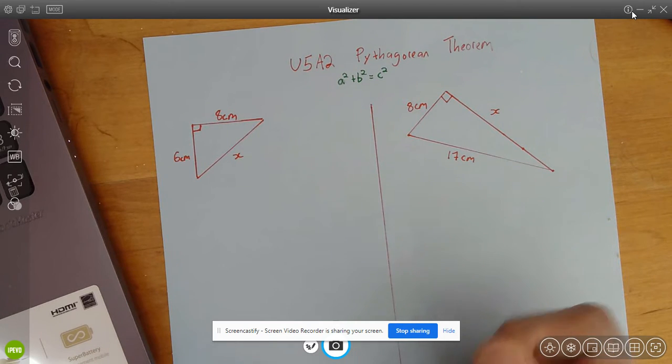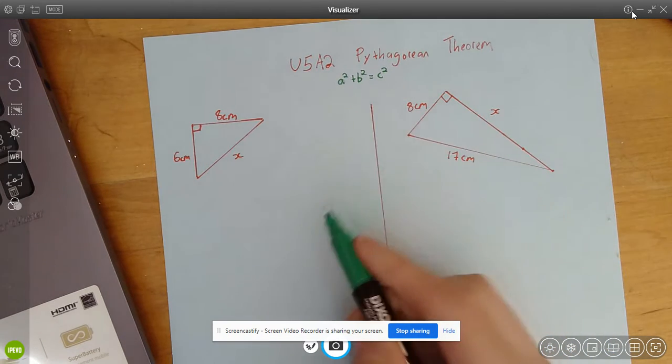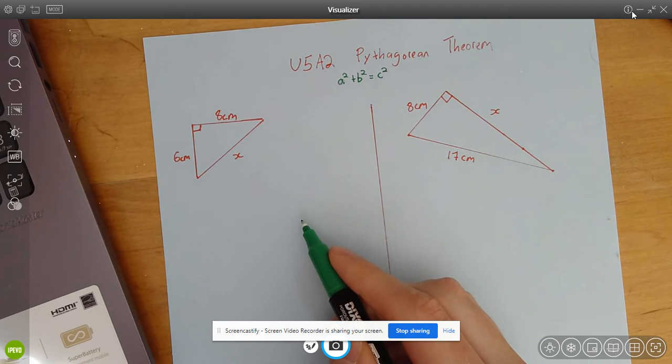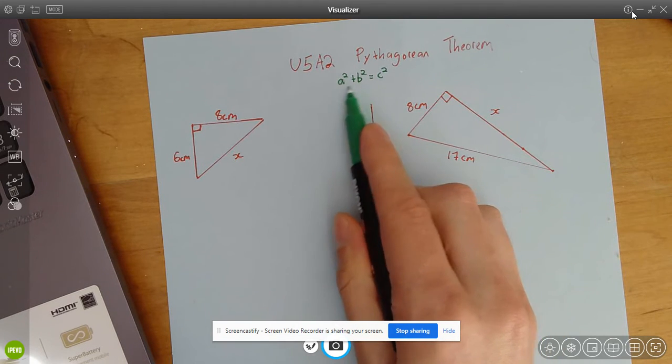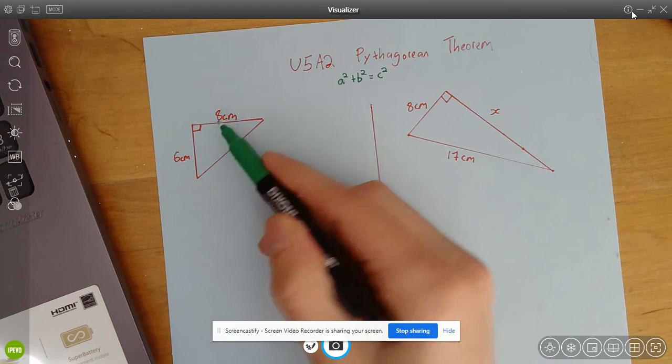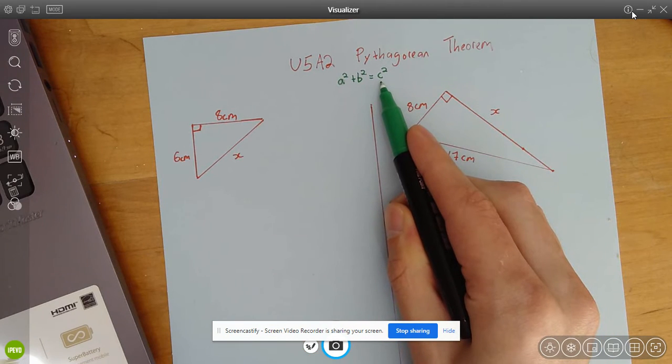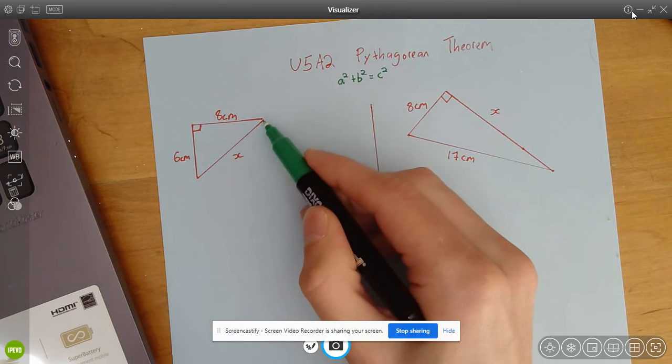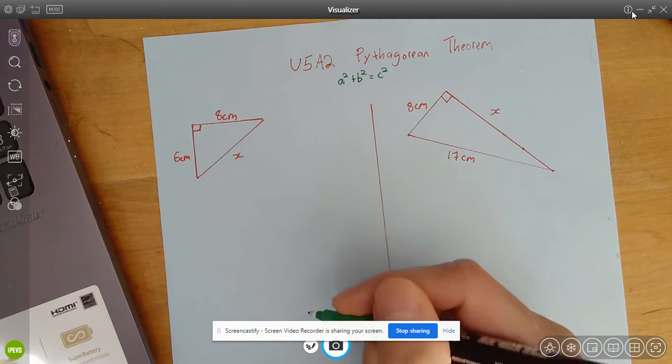But in this course, we can only find the missing side in a triangle if it's a right angle triangle, where a and b are the two legs. So the legs are the two short sides, those are interchangeable. And the hypotenuse, which is c, is the longest side, which is always directly across from the right angle.